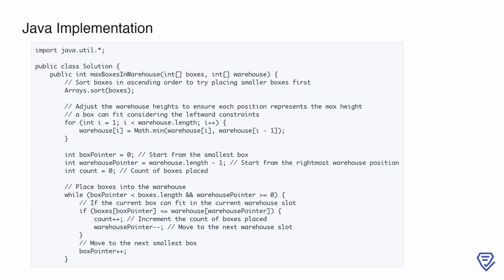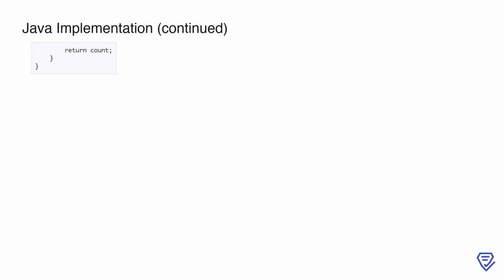If the current box fits in the current warehouse slot, we increment the count and move the warehouse pointer left. Whether the box fits or not, we always increment the box pointer to check the next box. Finally, after the loop finishes, we return the count of boxes that were successfully placed into the warehouse. This count represents our solution to the problem.